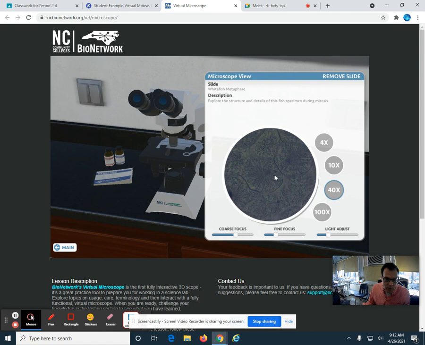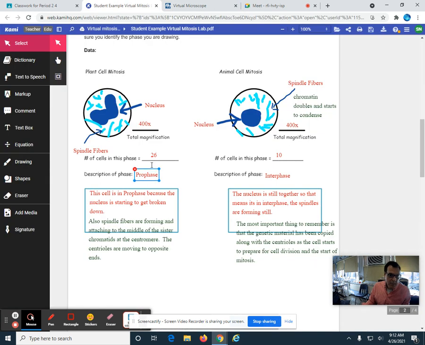2 cells where the chromosomes are lined up down the middle of the center of the cell. I don't know if that was the original one, but 2 to 3 is what I would put on my lab. Now, in the student example, you can see they're way off, but that's not the point.